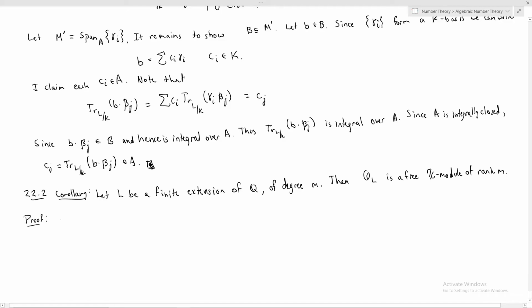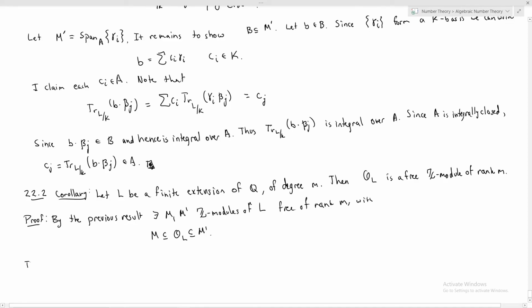Well, by the previous result, there exist M and M prime, Z submodules of L, free of rank m, such that they sandwich O sub L. And then the result follows from the following.